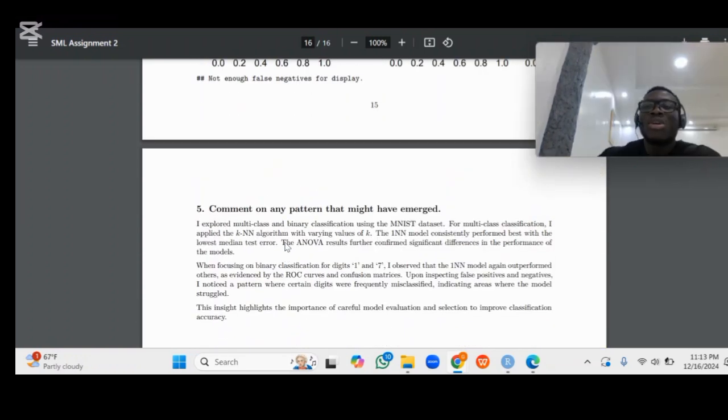So in all, I was able to identify that 1NN was a very good model, and I think it's best for this data as well.